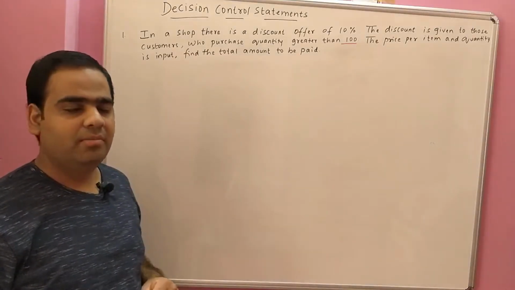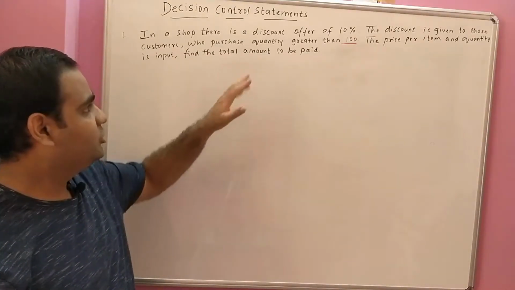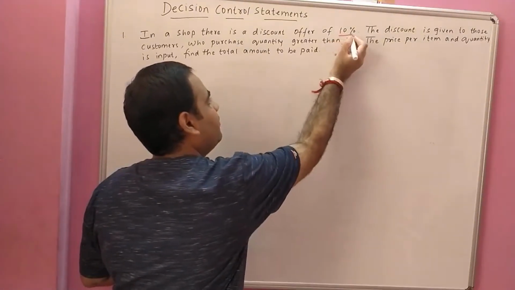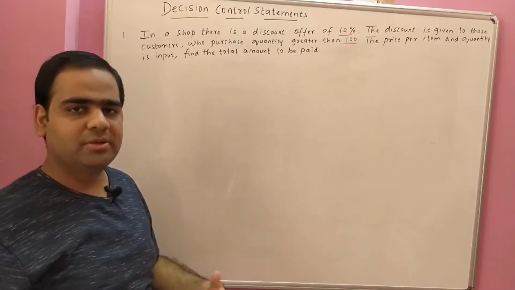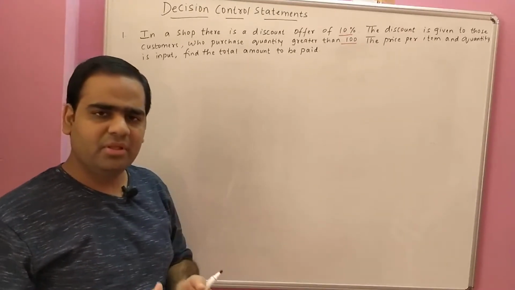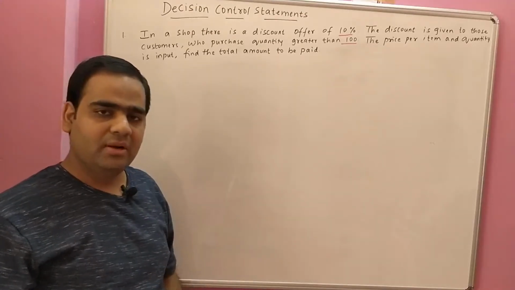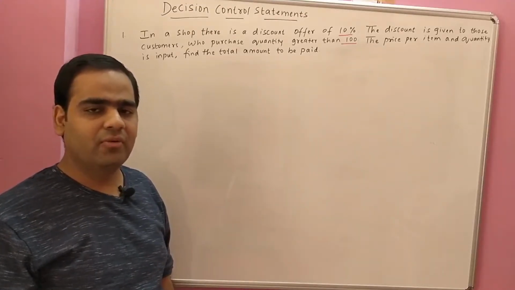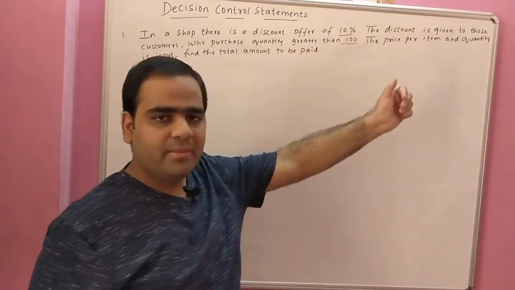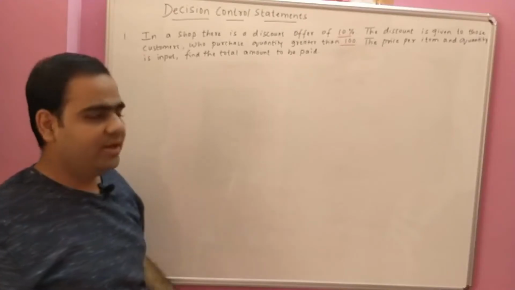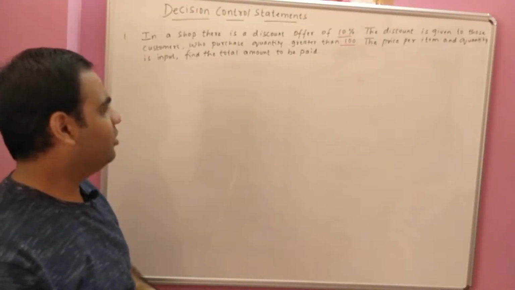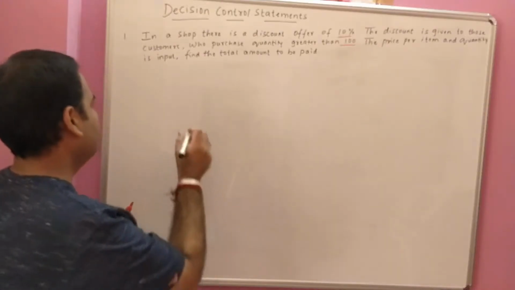Let's see one example. It is being said that in a shop there is a discount offer of 10%, and the discount is given not to all, only to those customers who purchase quantity greater than 100. That means there is a condition involved. Discount is given only if the quantity purchased is greater than 100. The input is price per item and quantity. We need to find the total amount to be paid. Let's see how we solve this particular problem.